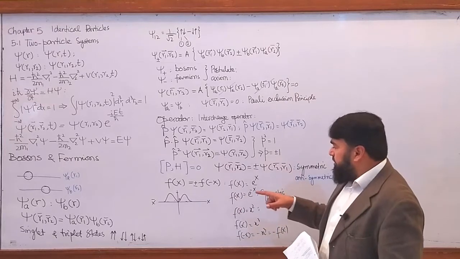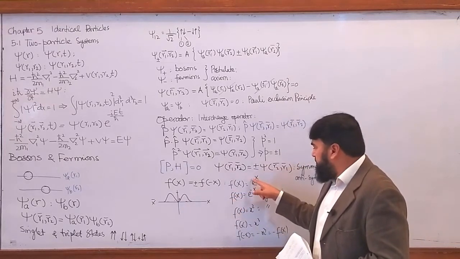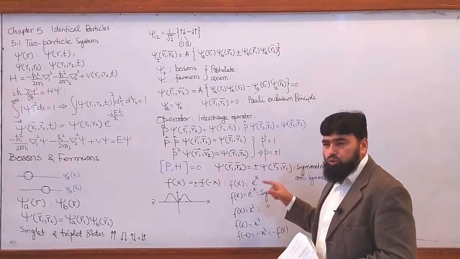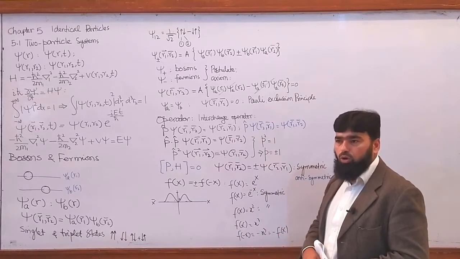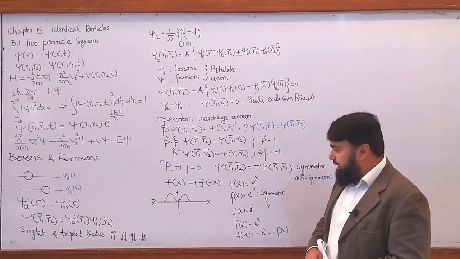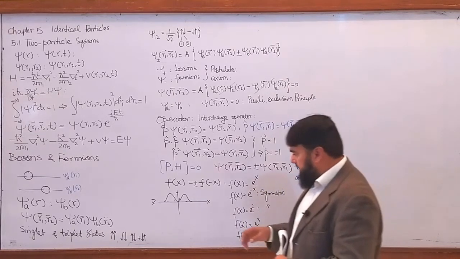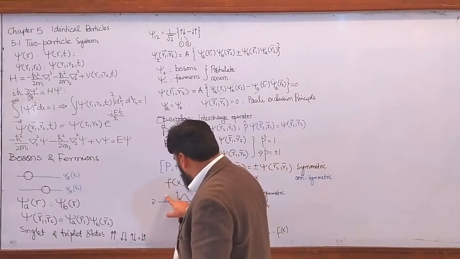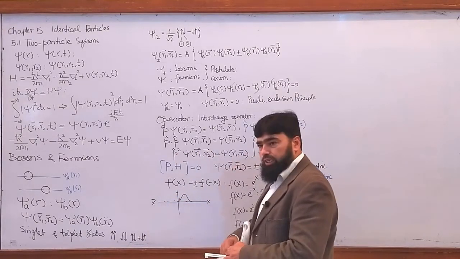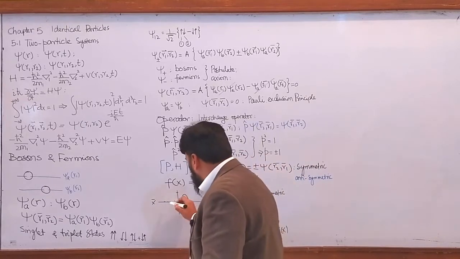And in the x form, you will have x squared here, the Gaussian wave function. Now if it is like this, then this function is now like this.